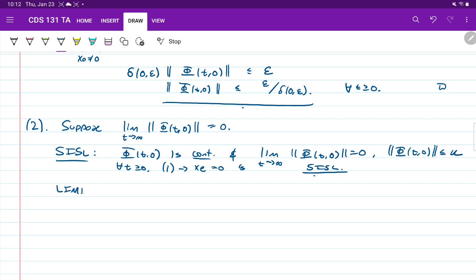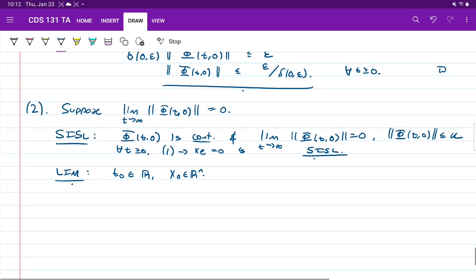Now we want to check the limiting property. So fix a time t naught in R and fix an initial condition x naught in R^n. Since we're going for global asymptotic stability, we want arbitrary initial time and arbitrary initial state.